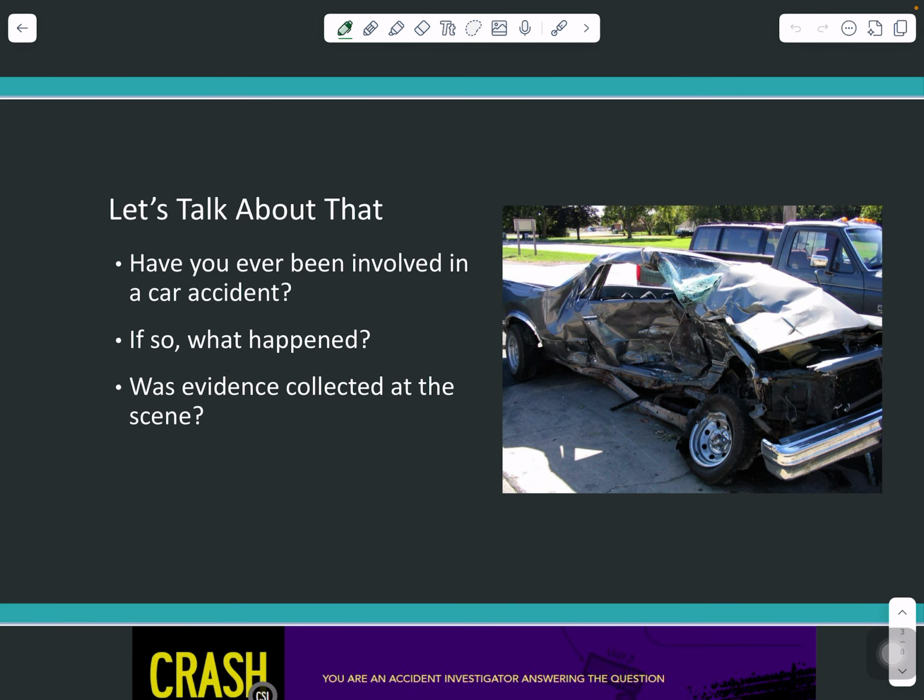So, have you ever been involved in a car accident? If so, what happened? If you want to pause right now, if you've ever been in an accident, this will actually help you understand the documents. So pause right now and discuss with the person next to you, what evidence was collected at the scene, what kind of questions did they ask you. Hopefully this has never happened to you, but if it has, pause and chat about it just a little bit.